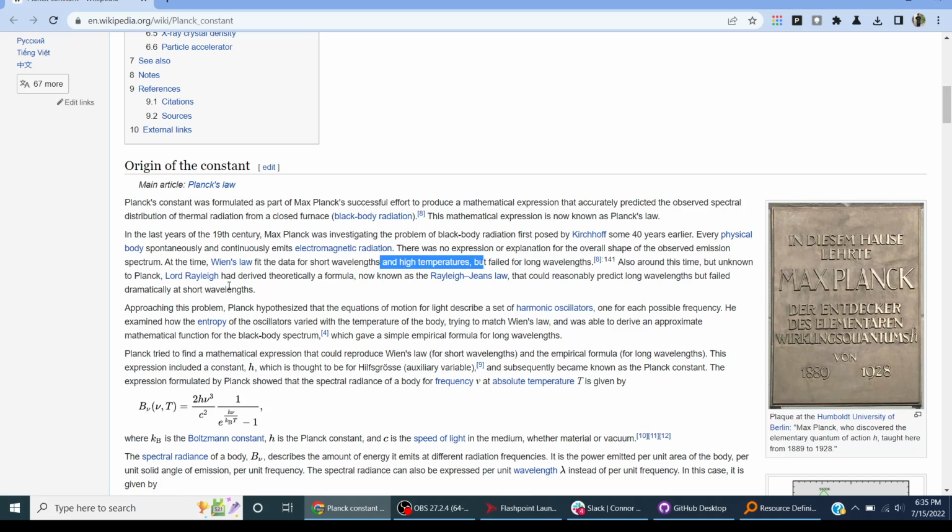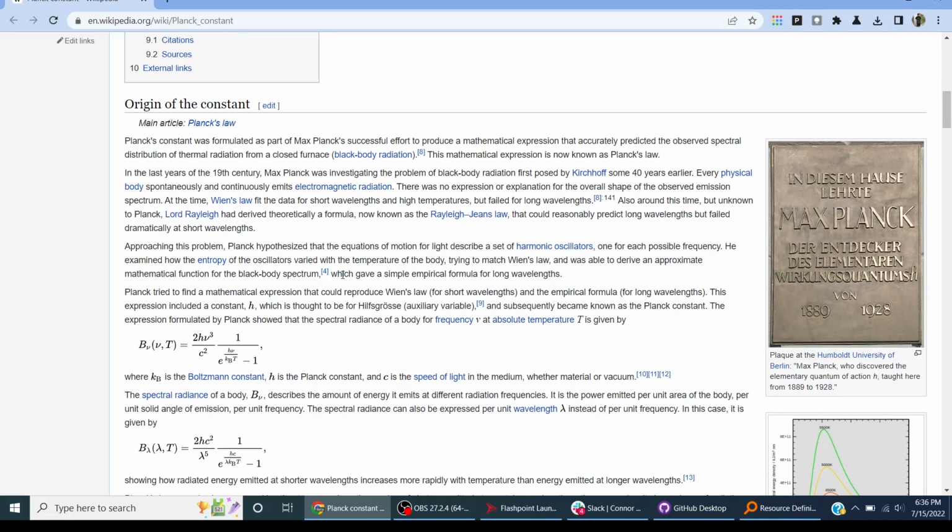Also around this time, but unknown to Planck, Lord Rayleigh had derived theoretically a formula now known as the Rayleigh-Jeans law that could reasonably predict long wavelengths, but failed dramatically at short wavelengths. Planck hypothesized that the equations of motion for light describe a set of harmonic oscillators, one for each possible frequency. He examined how the entropy of the oscillators varied with the temperature of the body, trying to match Wien's law, and was able to derive an approximate mathematical function for the blackbody spectrum, which gave a simple empirical formula for long wavelengths.